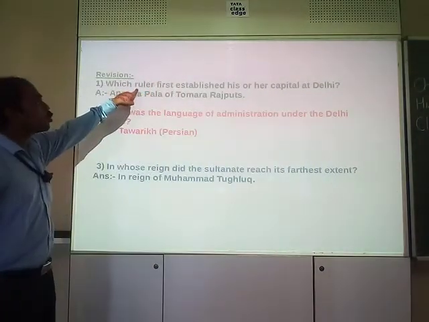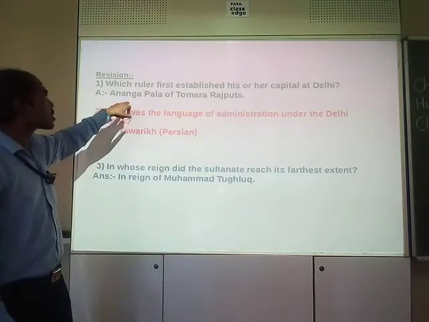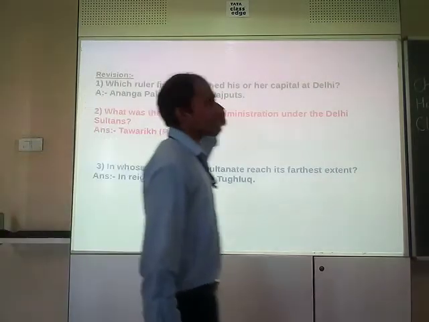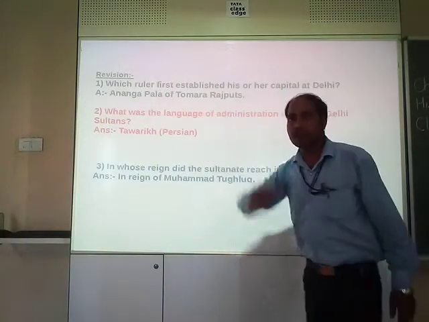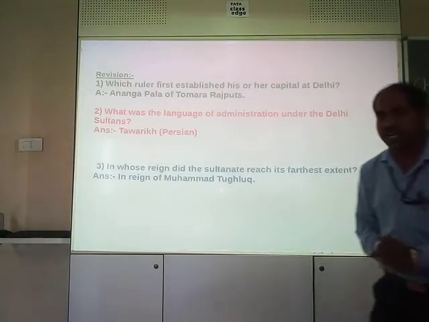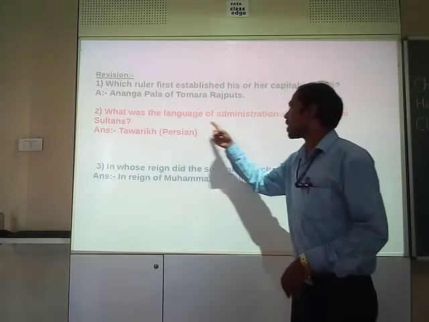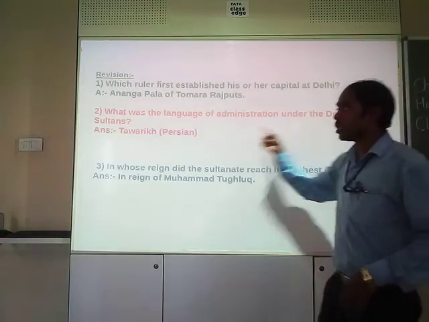So the first ruler who established his or her capital at Delhi was Anangapal of the Tomar Rajputs. Tomar Rajput is the name of the kingdom or the dynasty to which he belongs, and Anangapal is the name of the king. So the correct answer is Anangapal of the Tomar Rajputs. Clear? Now, the second question is, what was the language of administration under the Delhi Sultans?